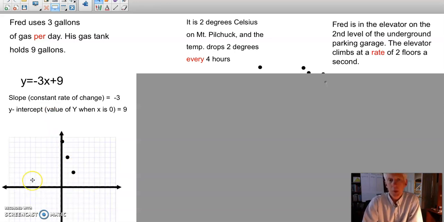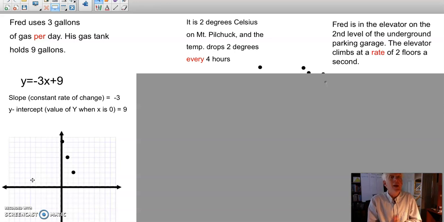Next example. It is 2 degrees on Mount Pilchuck. Brr, it's cold. And the temperature drops 2 degrees every 4 hours. There's that word in red again, every. That's going to be a constant rate of change. Every 4 hours, the temperature goes down by 2. Now we're starting at 2 degrees Celsius. This slope is a little bit tricky.